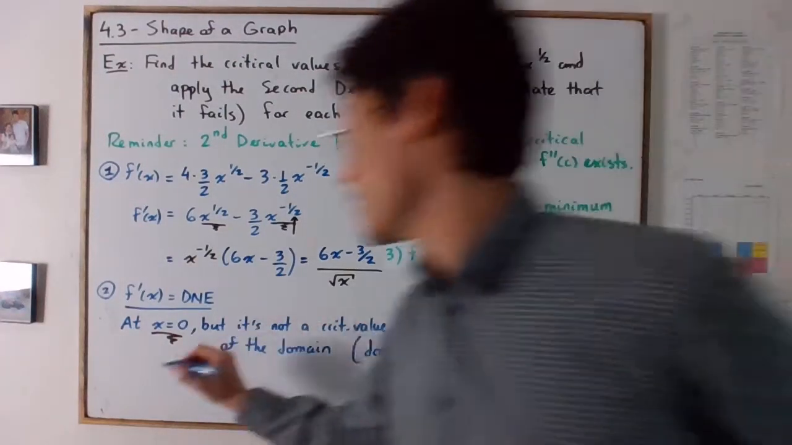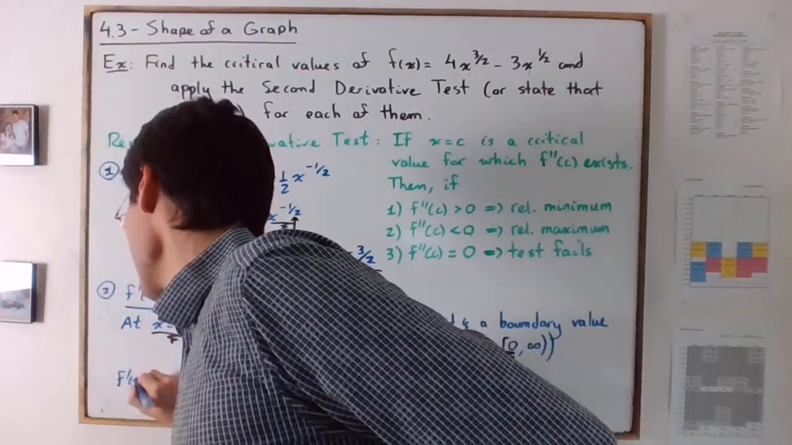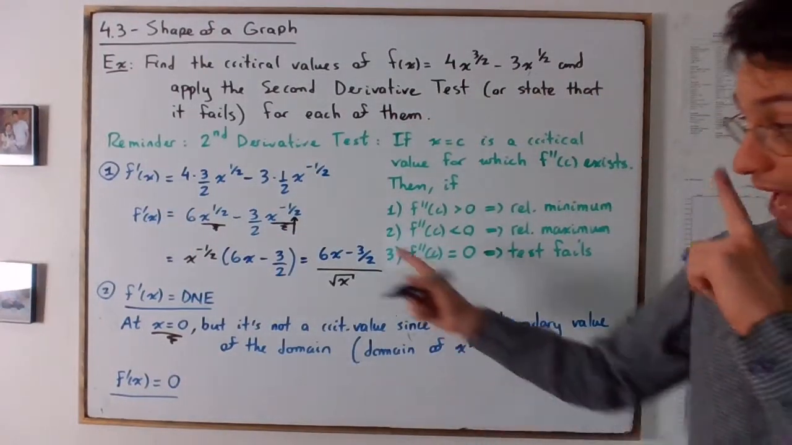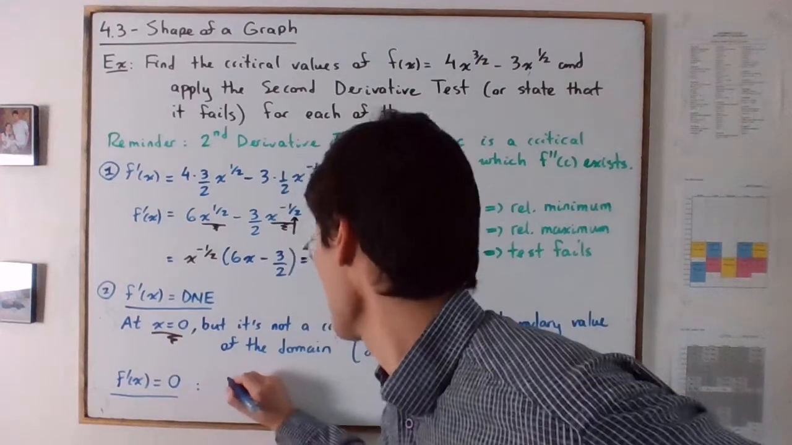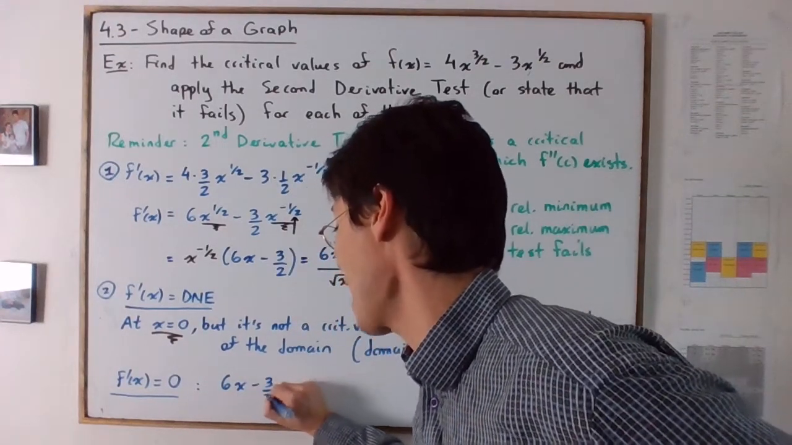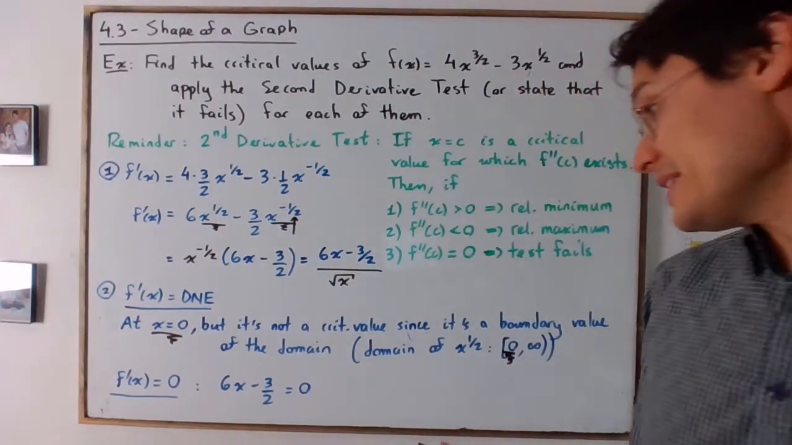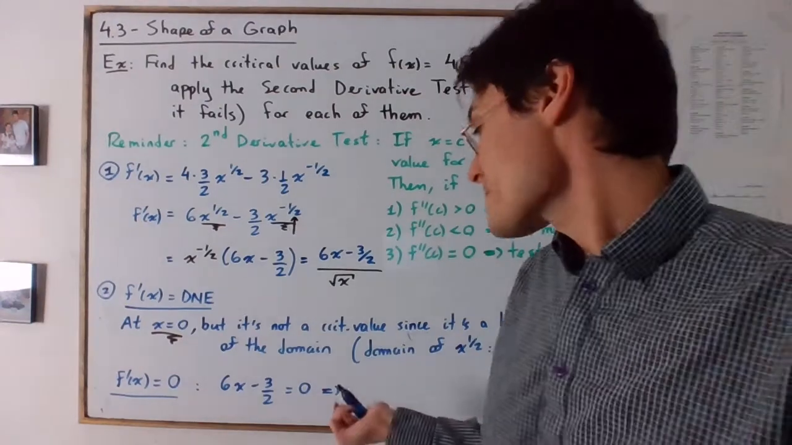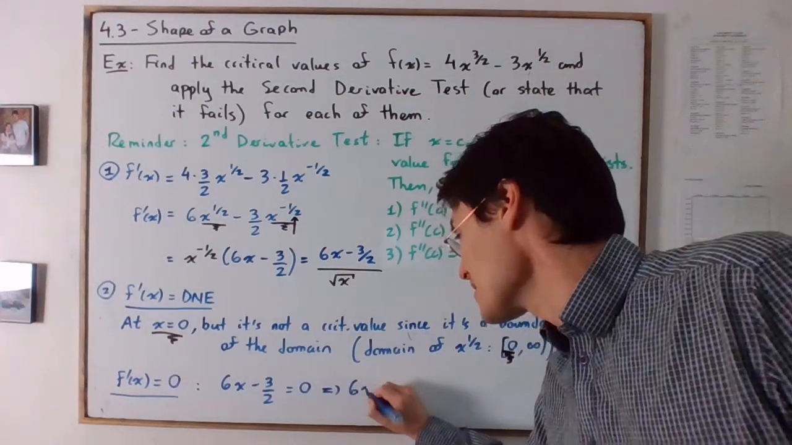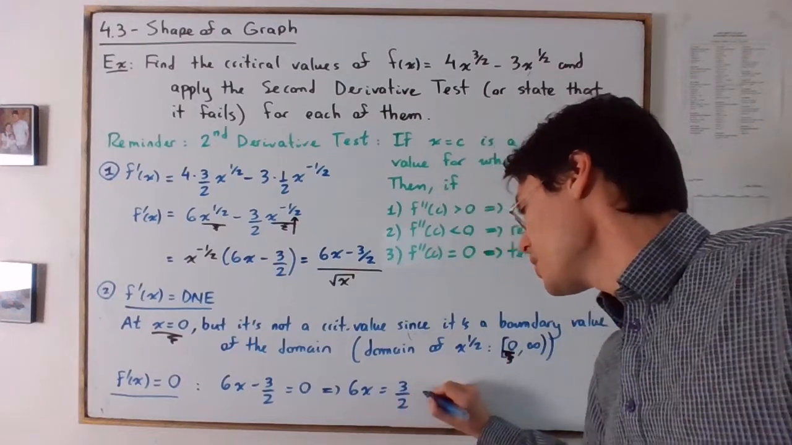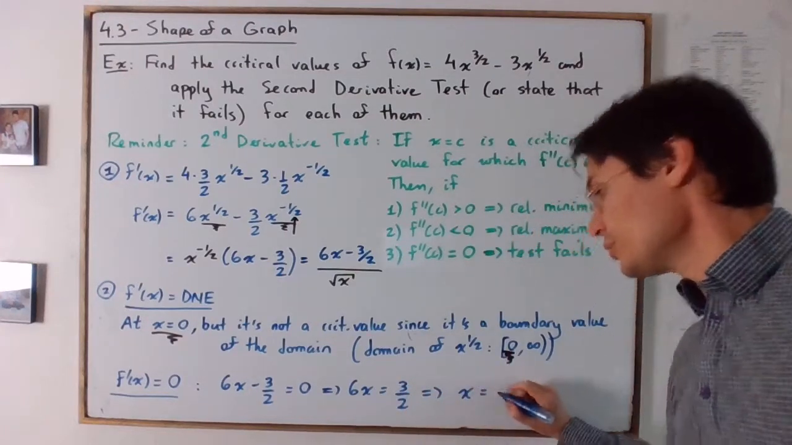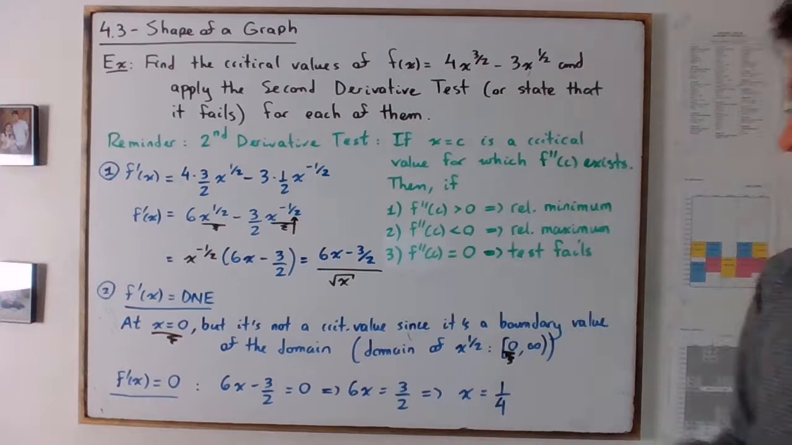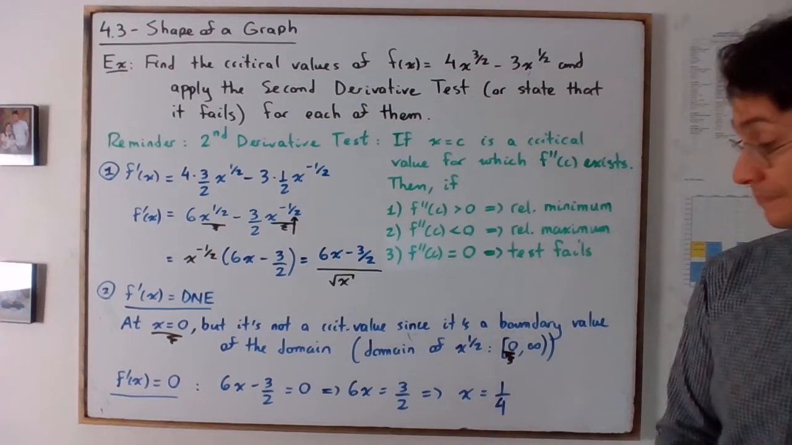Let's see where the first derivative is equal to 0. As you can see, that happens when 6x minus 3/2 is equal to 0. It's fairly easy to solve that equation. I must just be careful not to make any mistake. So all right, 6x is equal to 3/2, which means that x is equal to 1/4, as I can see, because 3/6 is a half. So there you are. x is equal to 1/4.